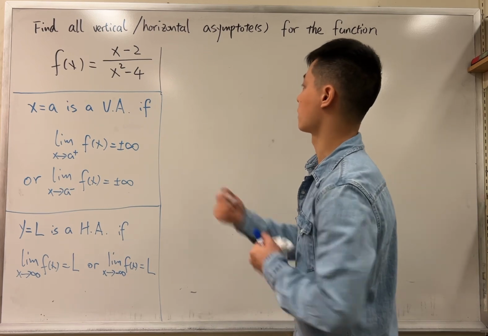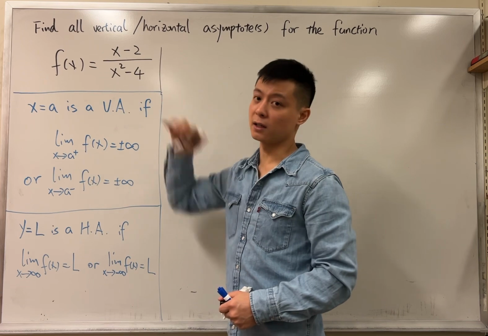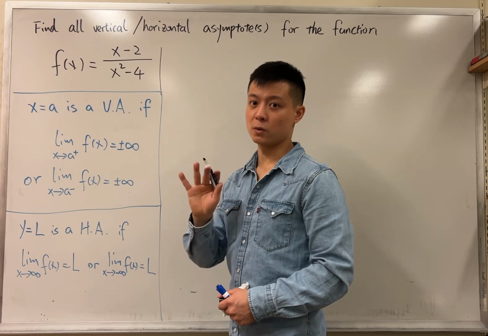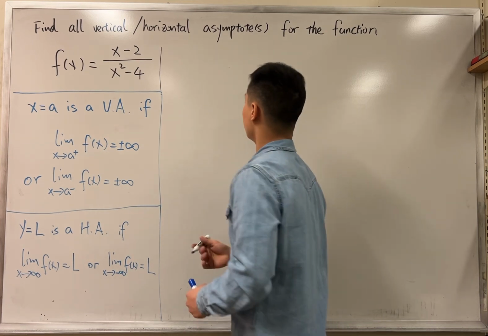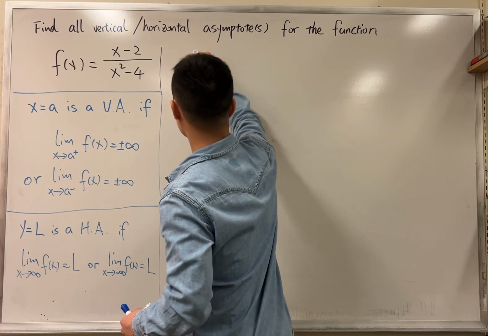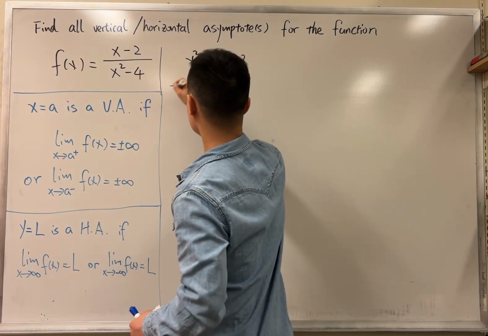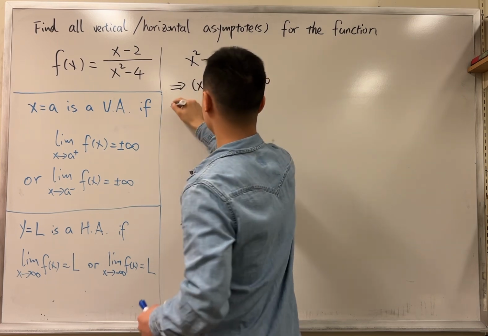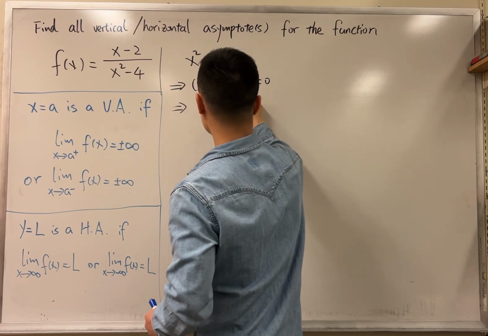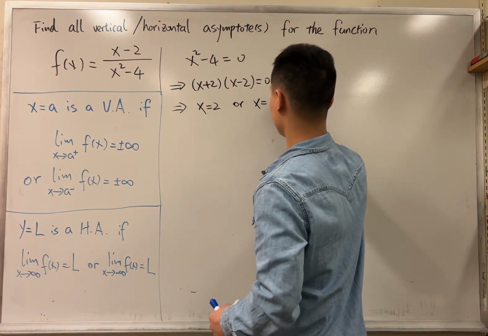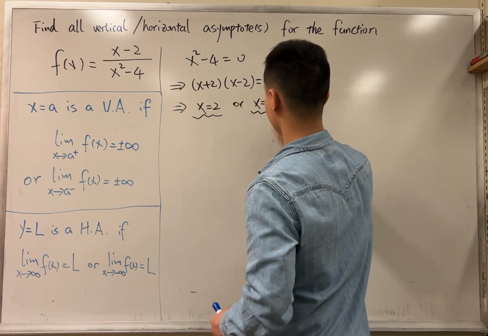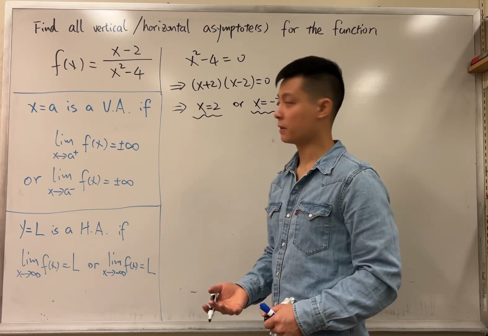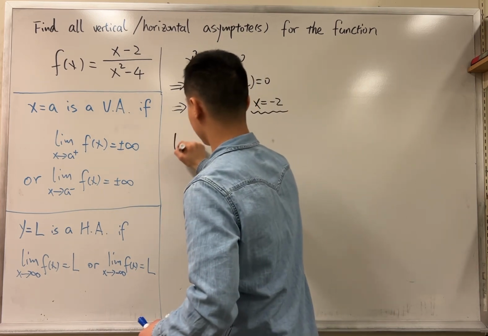So for the function f of x, we have x squared minus 4 sitting in the denominator. We know when this is 0, the function is not defined, so it's discontinuous. So let's check out those places. x squared minus 4 equal to 0, which tells us x plus 2, x minus 2 is 0, giving us x equal to 2 or x equal to negative 2. So those are the potential places where the function is discontinuous or could have a vertical asymptote. So let's check out the limit as x approaches those places.